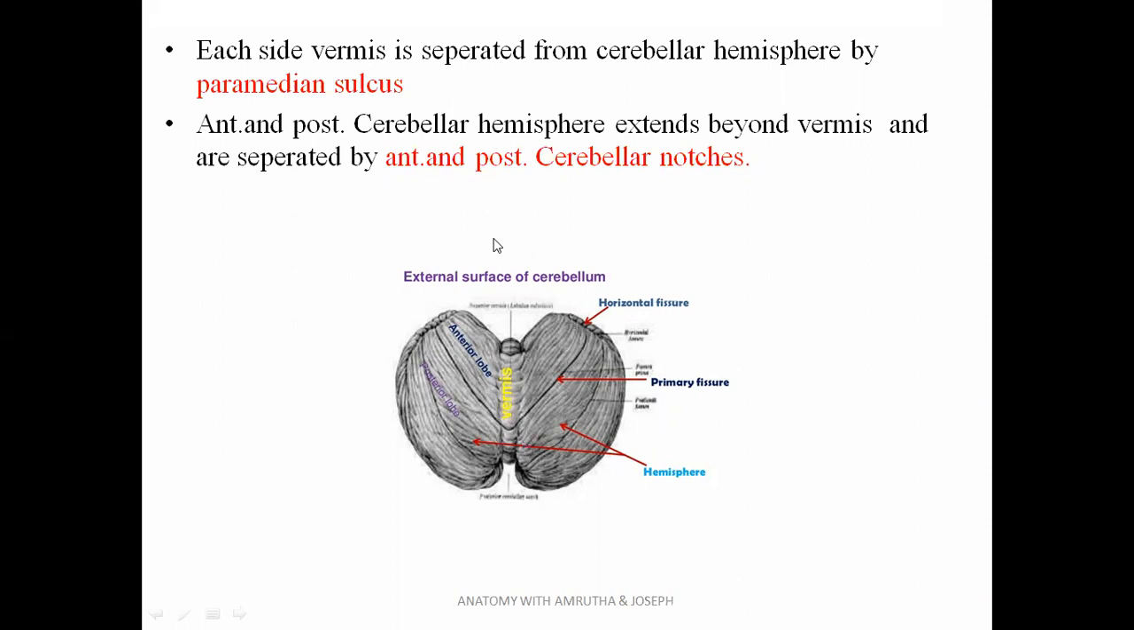Okay. Now, the anterior and posterior cerebellar hemispheres extend beyond the vermis and are separated by the anterior and posterior cerebellar notches. Now, this is the anterior surface of the cerebellar hemisphere and the posterior cerebellar hemisphere. So they are extending beyond the vermis, and they are separated by the anterior cerebellar notch and the posterior cerebellar notch.